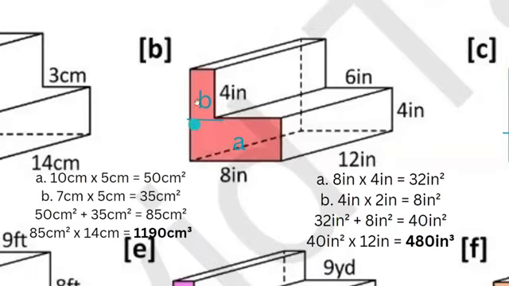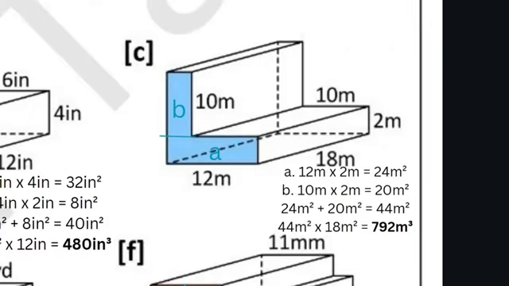This would be A and this would be B. So 8 inch times 4 inch equals to 32 inch square. And 8 inch minus 6 inch equals to 2 inch, and 2 inch times 4 inch equals to 8 inch square. 32 inch square plus 8 inch square equals to 40 inch square. 40 inch square times 12 inch equals to 480 inch cube. Same as the other two questions, we have to divide the L-shaped prism.